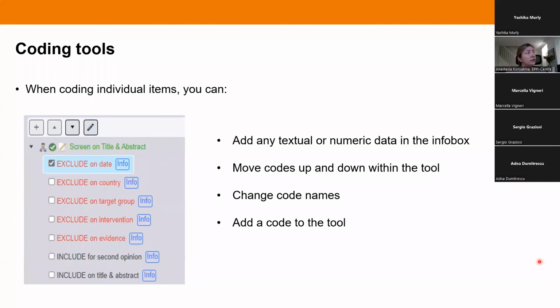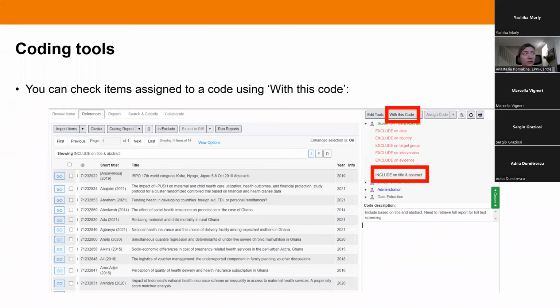And when you code individual items, for example, you screen items, you can add any textual or numeric data into the info box in here. You can also move codes up and down using these buttons, and you can change the code's name if you need to change anything, or add new codes to the tool. Once you assign some codes to items, you can check all items under a particular code by selecting this code in the codes field and using the with this code button. It will open the list of all items under this code.